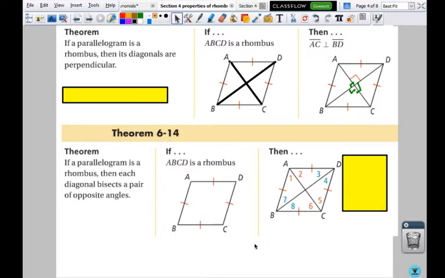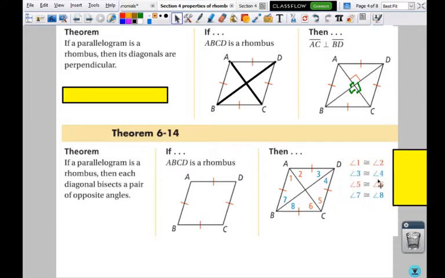All right. So bisect means cut in half. So diagonals cut the sides in half. So on this, if I'm looking at this, angle 1 and angle 2 are the same, and angle 5 and 6 are the same. So 1 is congruent to 2, 3 is congruent to 4, 5 is congruent to 6, 7 is congruent to 8. That one's perpendicular.